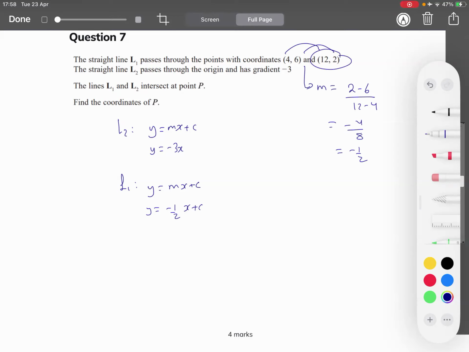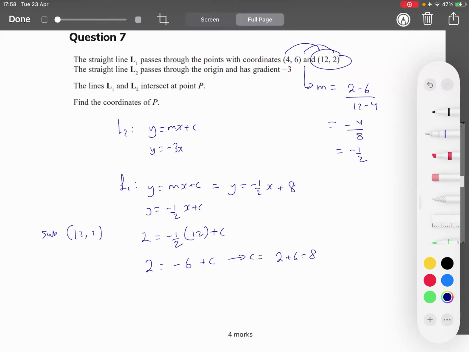If I was to sub in 12, 2, I'd get 2 equals -1/2 times 12 plus c. So 2 equals -6 plus c. So c equals 2 plus 6, which is 8. Good. So the equation for L2 is y equals -1/2 x plus 8.